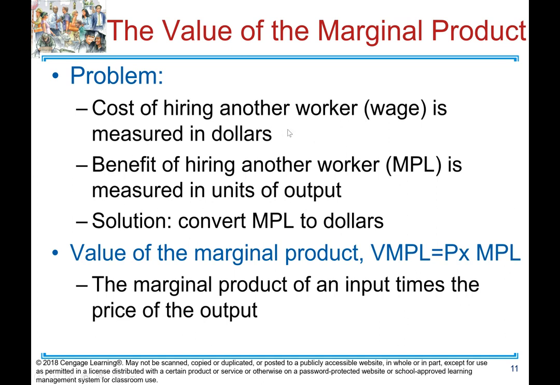Problem: the cost of hiring another worker, which is the wage rate, is measured in dollars. The benefit of hiring another worker, the marginal product of labor, is measured in units of output. What is the solution? Convert MPL to dollars. And that is the value of the marginal product. Value of marginal product is the price of output multiplied by the marginal product of labor. Okay? The marginal product of an input times the price of the output.